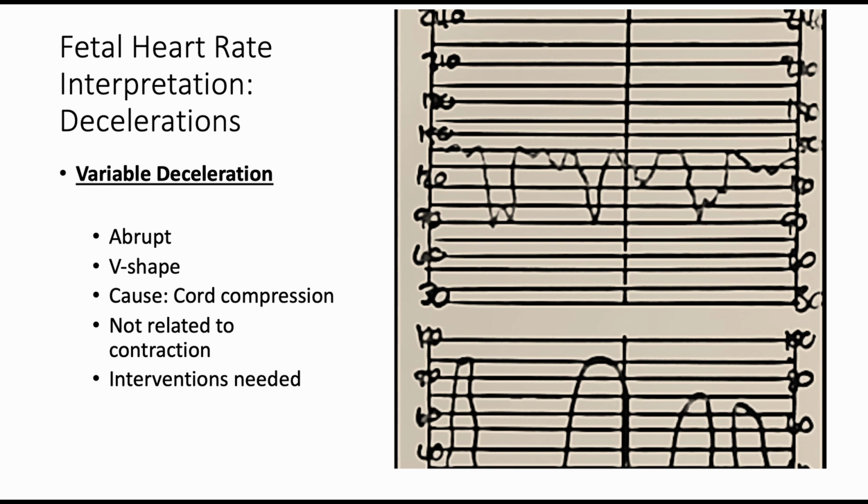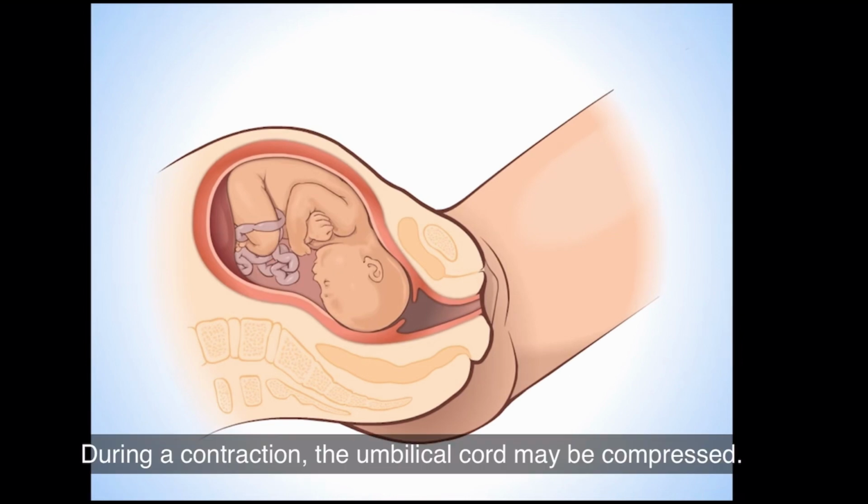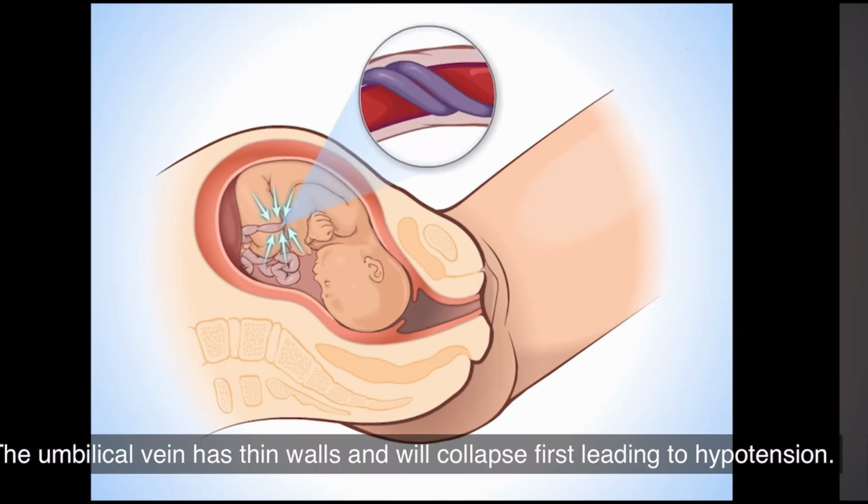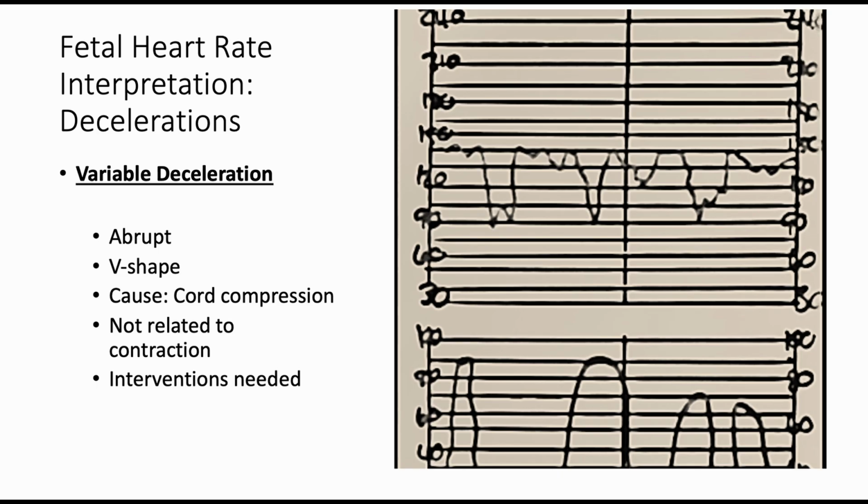This is caused by cord compression. Baby's leaning on the cord funny, the cord is tied in a knot, it's wrapped around a foot, the cord is getting compressed. And we're going to see variable decels.